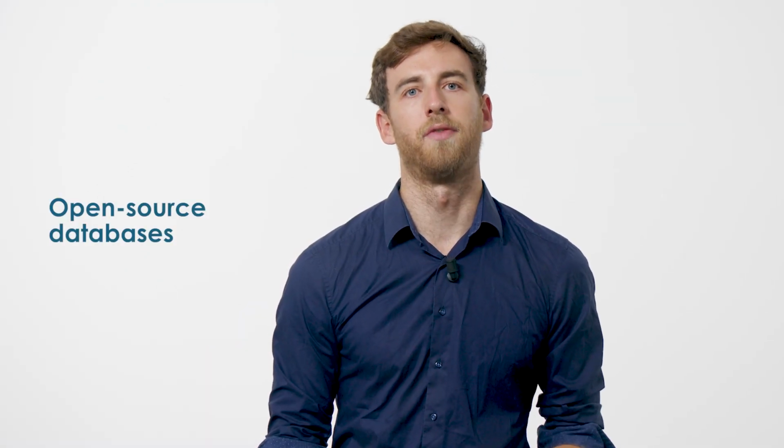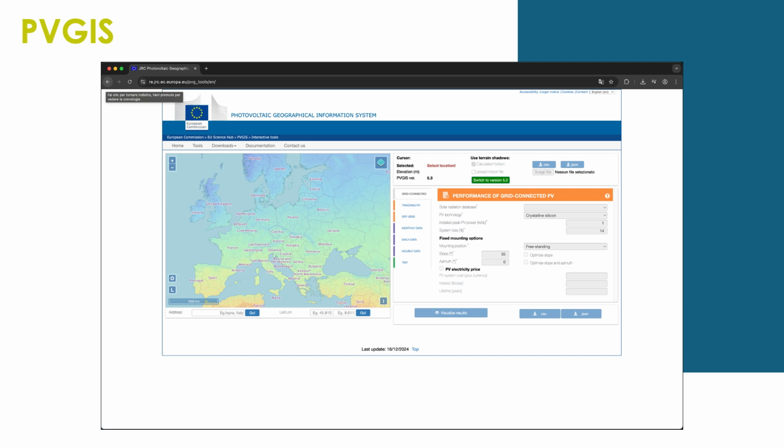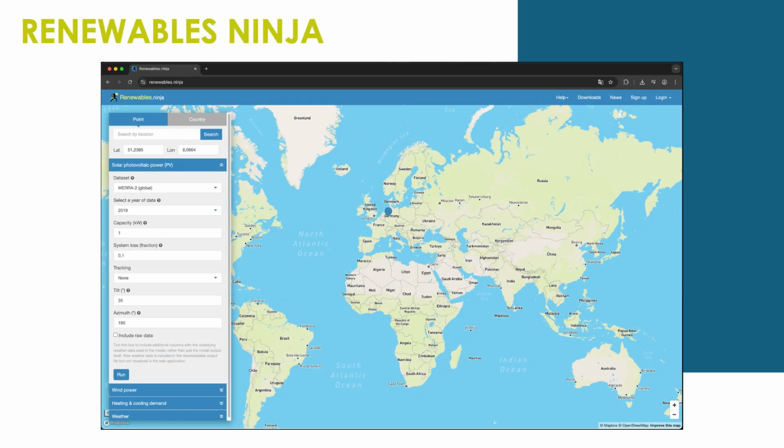Fortunately, a number of excellent open-source databases are available today, especially for photovoltaics and wind. Some of the most widely used include PVGIS, which was developed by the European Commission's Joint Research Centre, and it provides solar radiation and PV performance data using both satellite and ground-based measurements. Another tool is Renewables Ninja, which is a platform created by Imperial College London and ETH Zurich, based on global reanalysis data sets like MERRA-2.